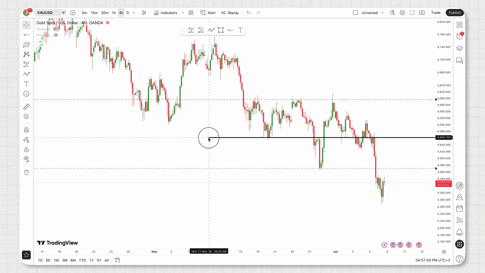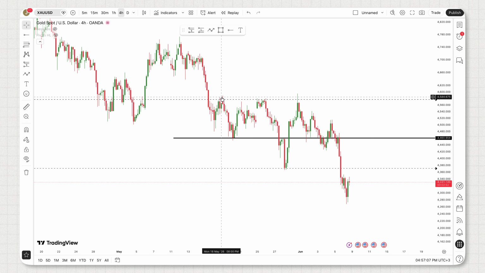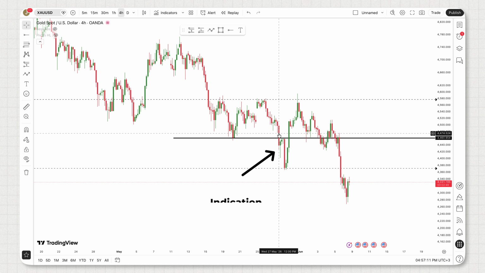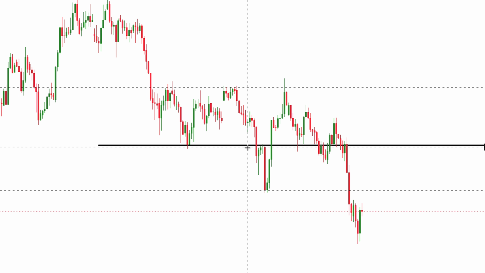We had a new indication to the downside right here. We have a low, we have a high, a lower low, equal high, ended up breaking structure, giving us a new indication to the downside. This is our indication to the downside, telling us that if price comes back under this black line, it has potential of selling from here all the way to here.